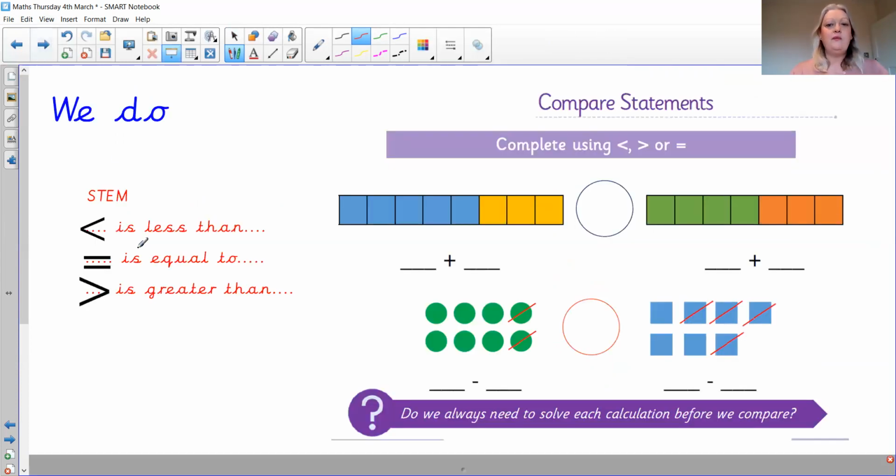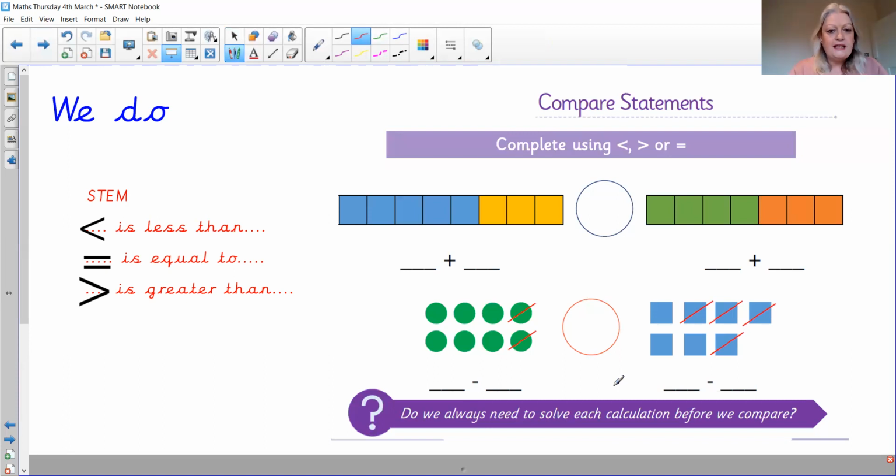Okay, continuing with our comparing statements, we've got some pictures here. And the first question down the bottom reads: do we always need to solve each calculation before we compare? Do we always have to put in the numbers to work it out? Do we always pause and have that discussion? Okay. Now, what did you come up with?